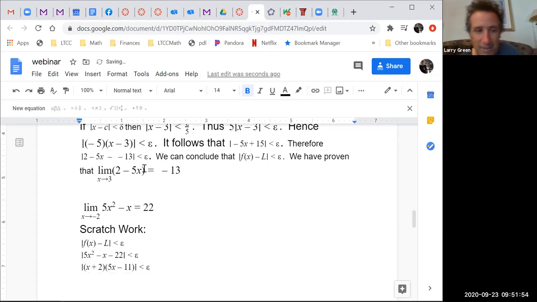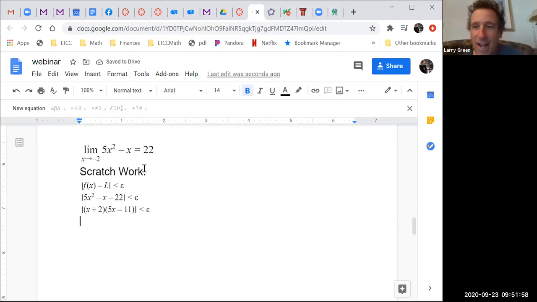Okay, a wonderful piece of good news is that whenever you have a polynomial and you're doing a limit and you're doing the scratch work, the x minus c will always factor out. So this is guaranteed to work. Okay, yeah, so sometimes there's good things in life, especially in a day when we're doing epsilon delta, and that's a tough day.